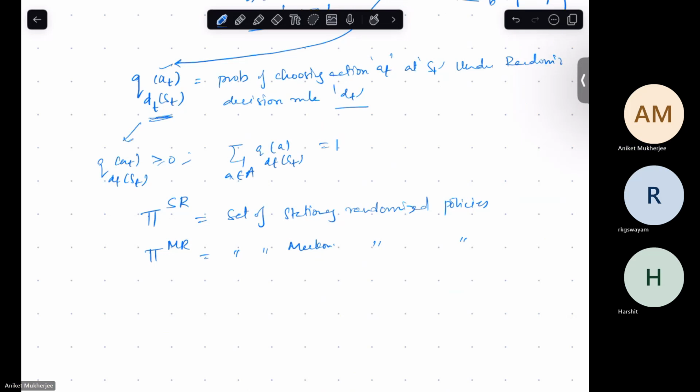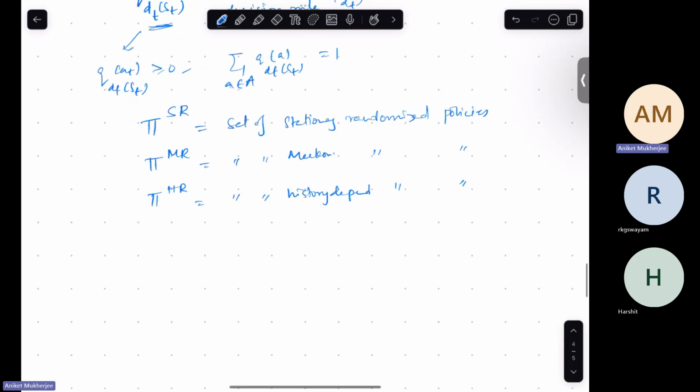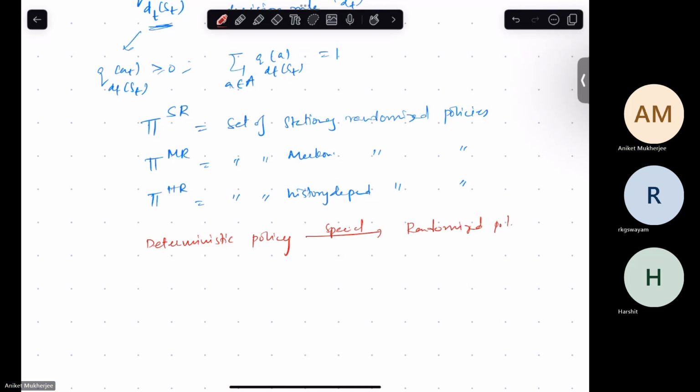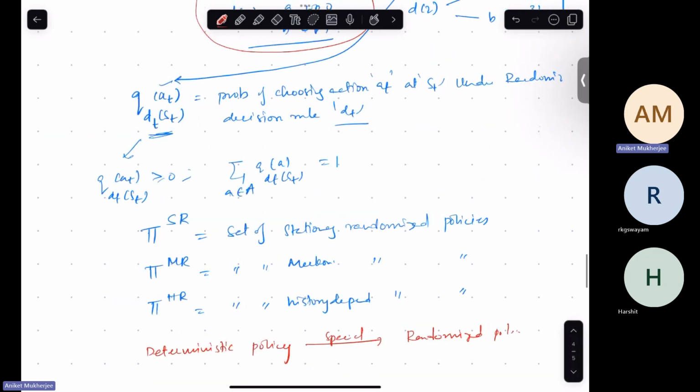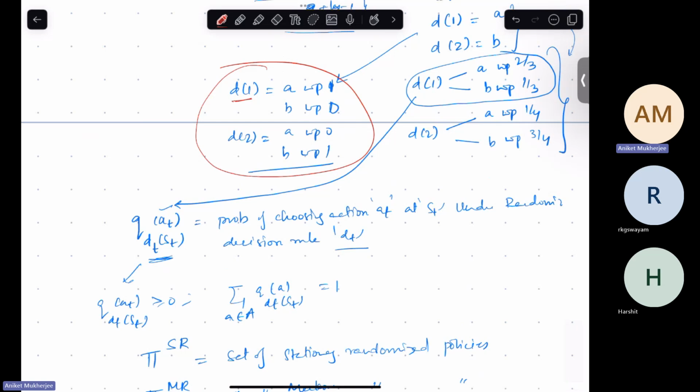And you have pi HR, the set of history dependent randomized policies. And we have already seen that a deterministic policy is a special case of a randomized policy. In the same way, you can define any deterministic policy as this.